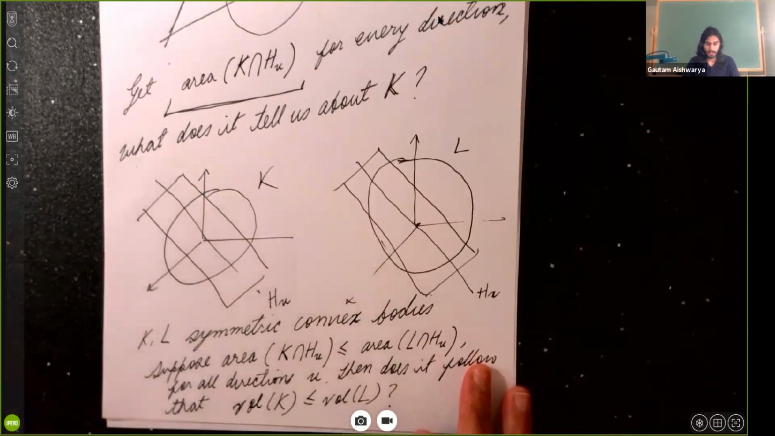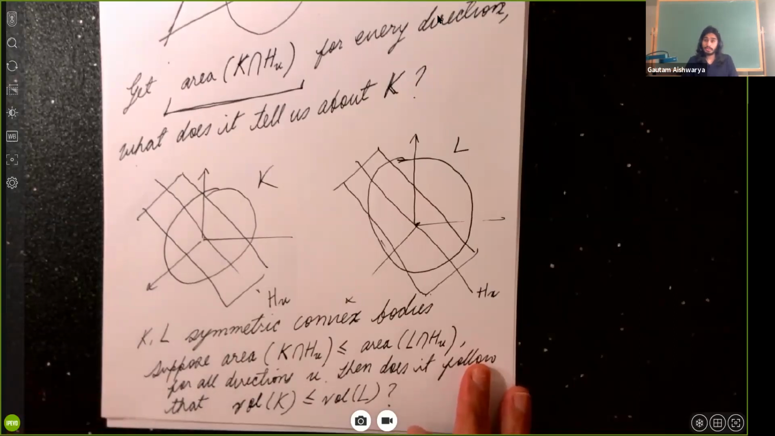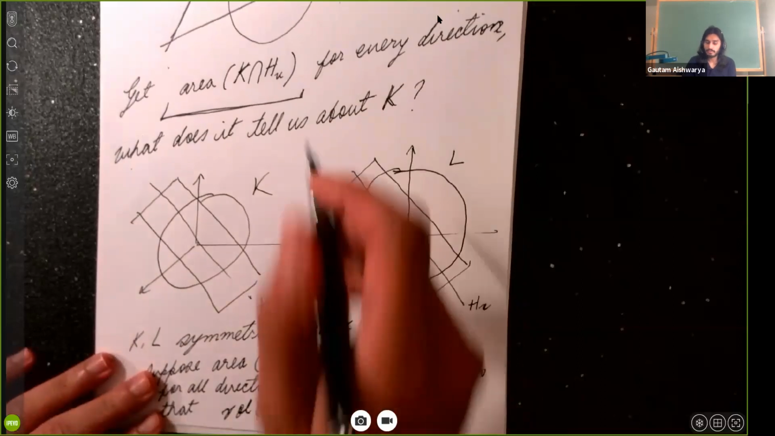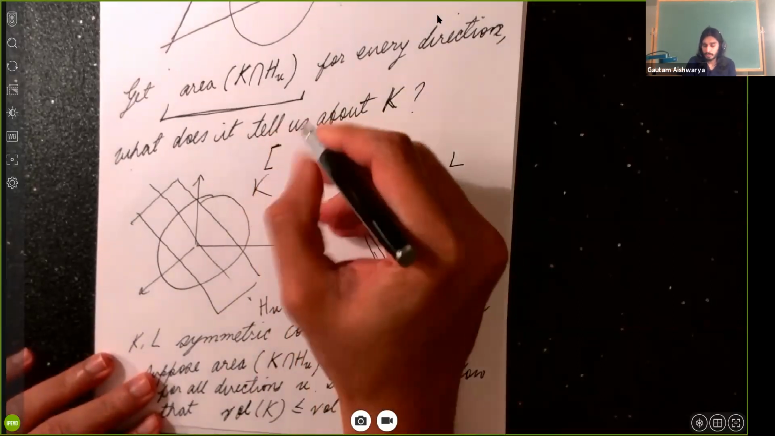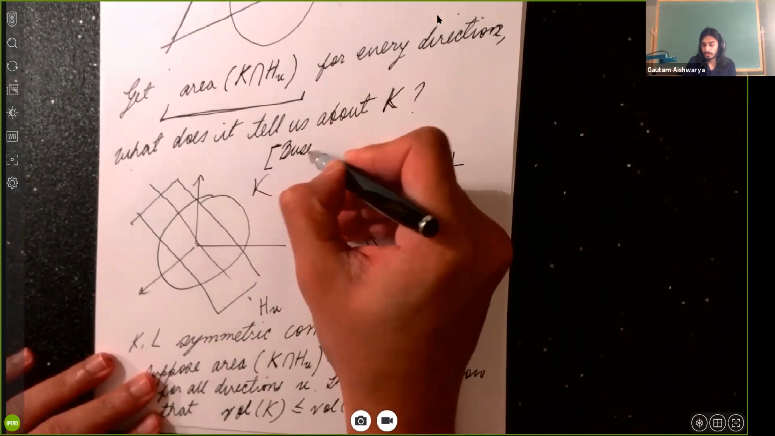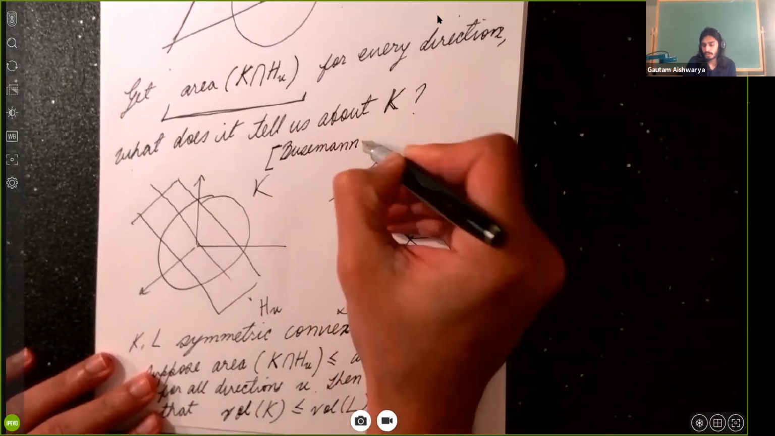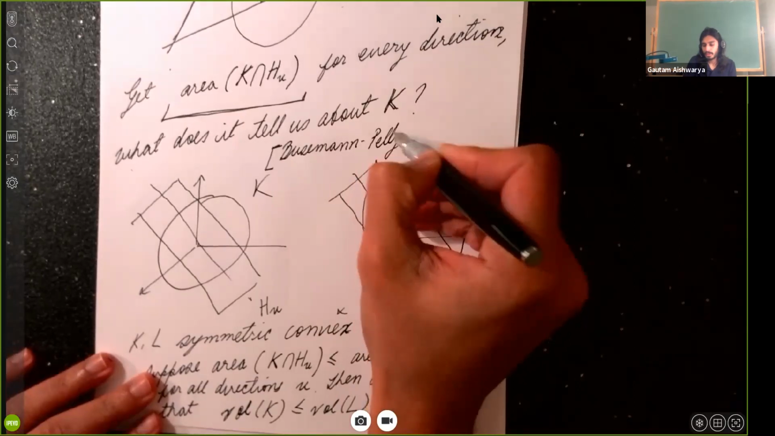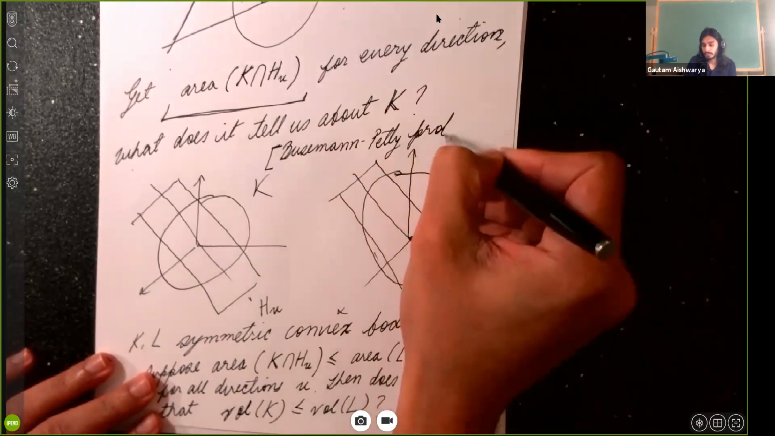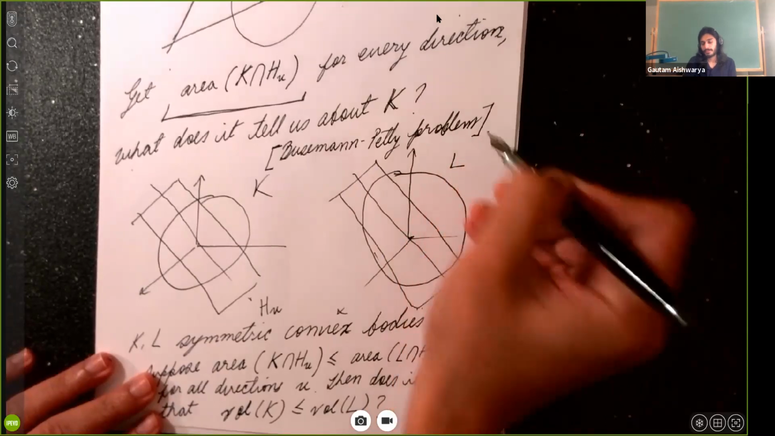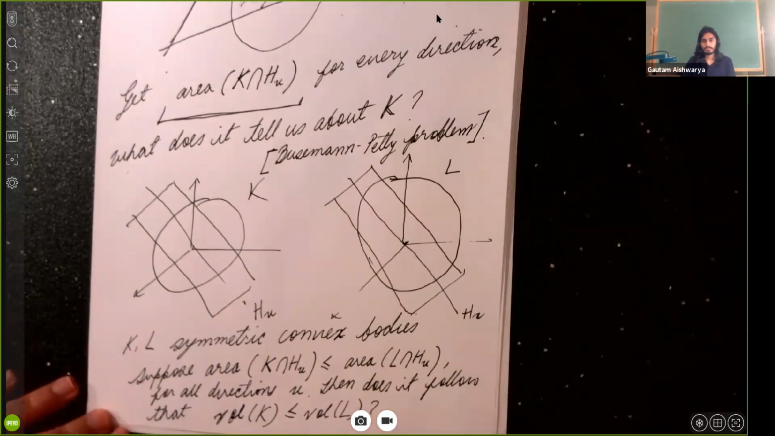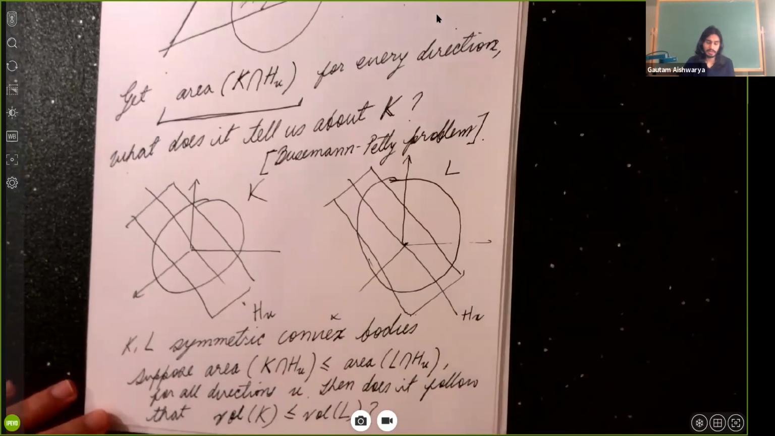So this is a problem, and I would encourage you to just think about it in an intuitive way and guess what the answer is. And then you can Google or Wikipedia. This is called the Busemann-Petty problem. So these are the kind of problems that classical convex geometry treats.